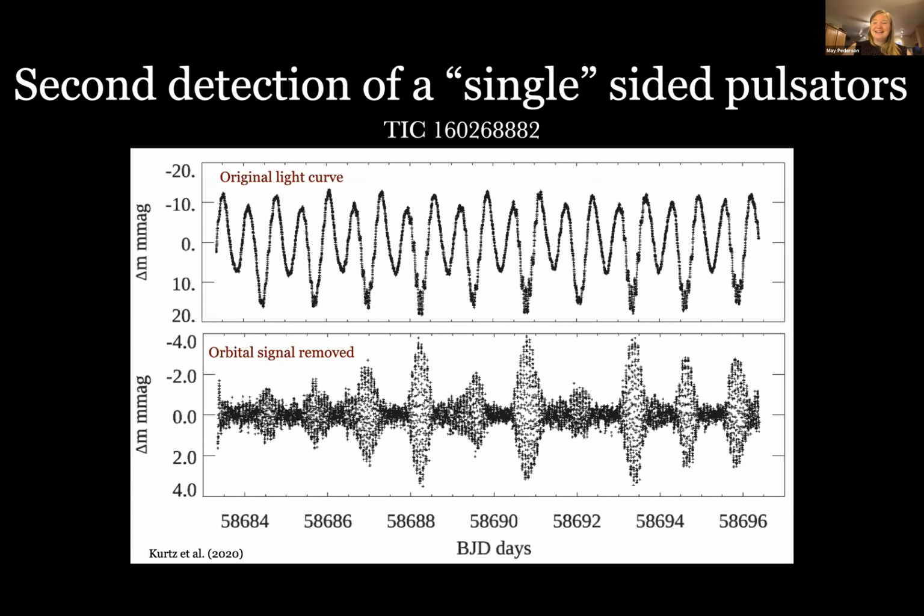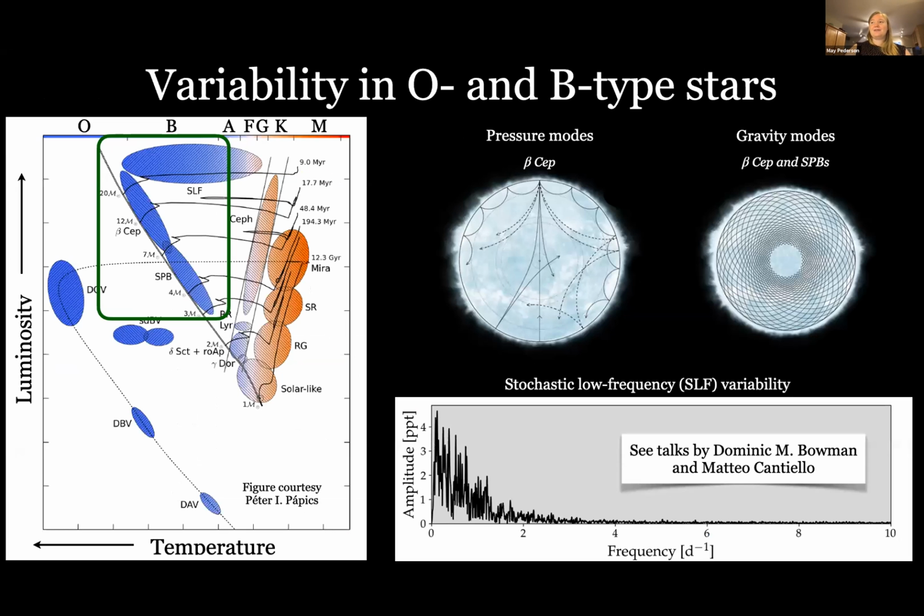Now, moving up in this diagram, briefly, if we move in the right direction, we get to the higher mass stars in the HR diagram, which are found to oscillate in pressure modes and gravity modes, depending on which type of star we have. What's also been found is that these stars tend to show stochastic low frequency variability, which is seen as this power excess at low frequencies. And I'm going to leave that to Dominic. He's speaking right after me to go into a lot more detail about this. And Matteo Cantiello is also going to be talking about these signatures later on during the conference.